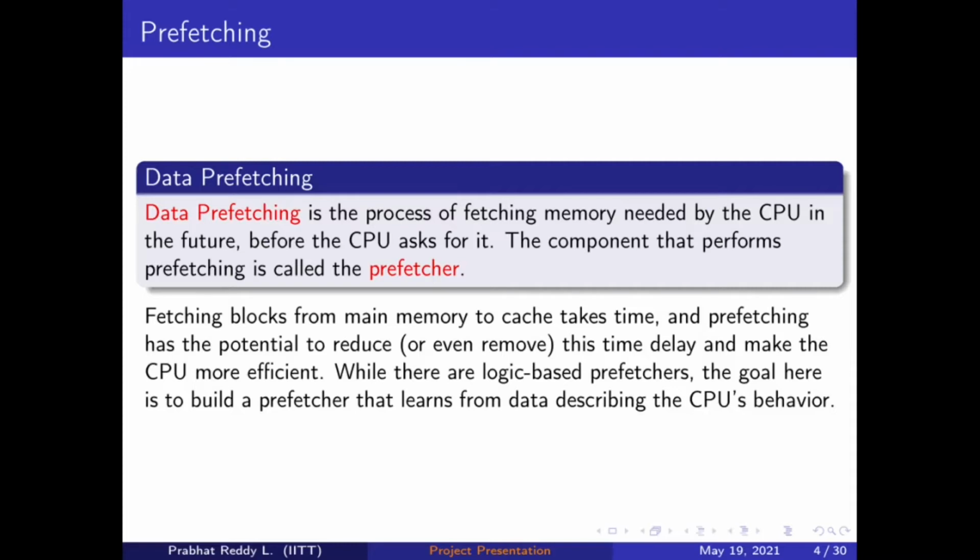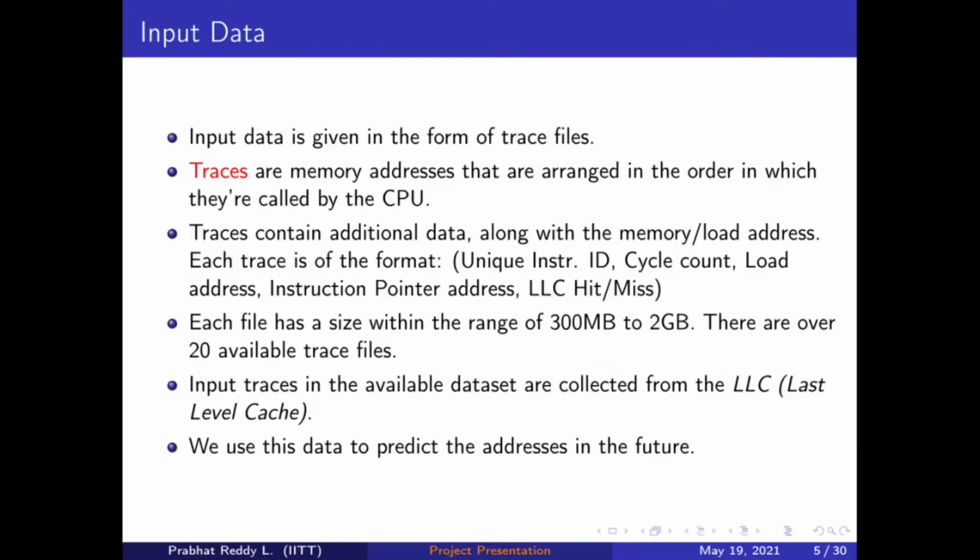The component that performs prefetching is called the Prefetcher. And to create a machine learning based prefetcher, we need to train the model with some input data. And this data is given in the form of trace files. Traces are memory addresses that are arranged in the order in which they are called by the CPU. The format of the trace address contains the unique instruction ID, the cycle count, the load address, the instruction pointer, and the LLC hit or miss. So we can use a portion or all of this data to predict the future addresses.